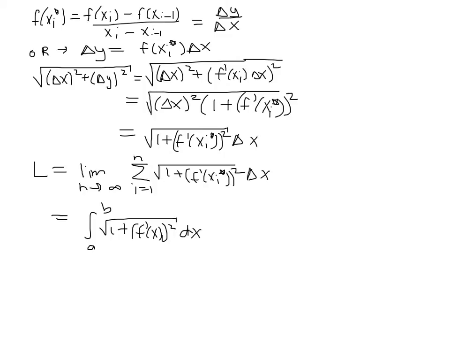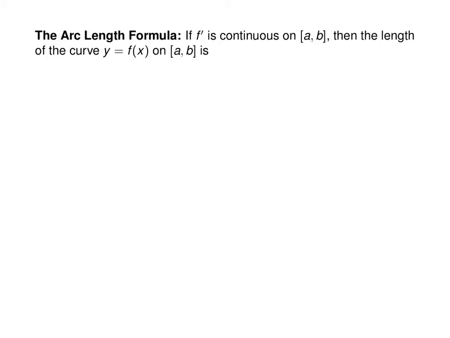Now this assumption relied on the fact that the derivative was continuous and therefore this was integrable. So for any smooth curve f of x whose derivative is continuous, that's called smooth, the length of the curve between a and b is given by the root of 1 plus the derivative squared integrated between a and b. So the arc length formula says if f prime is continuous on [a, b], the length of the curve y equals f of x on the interval is given by L equals the integral from a to b of the root of 1 plus f prime of x squared dx.